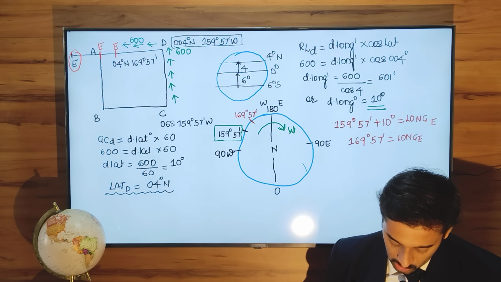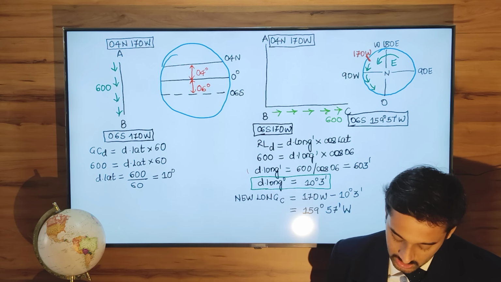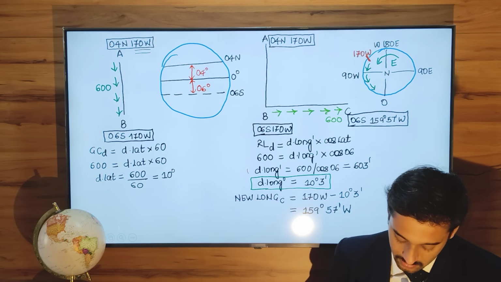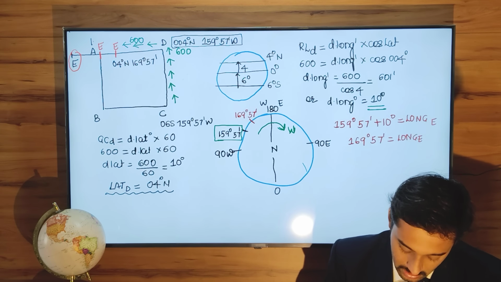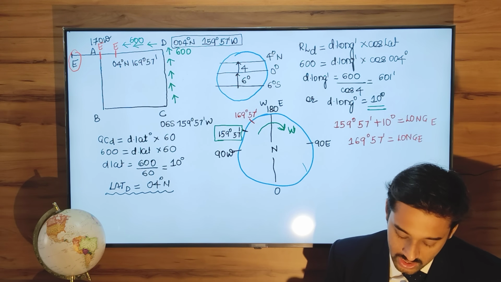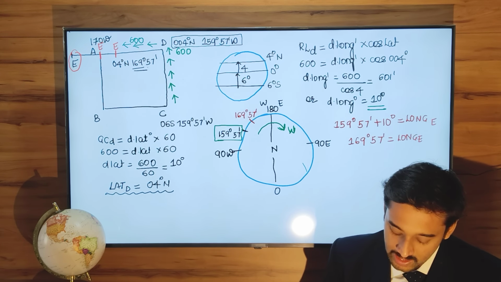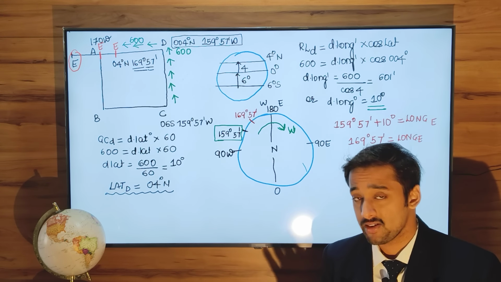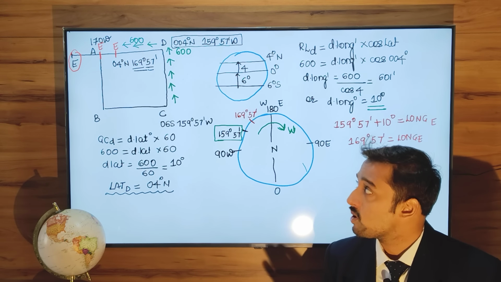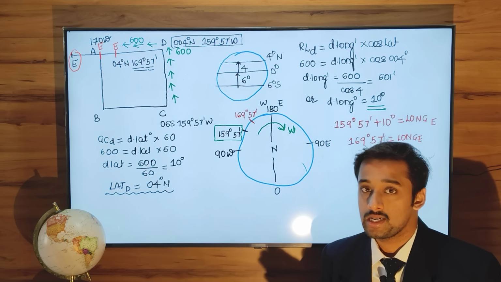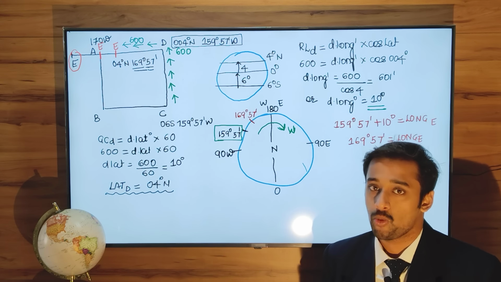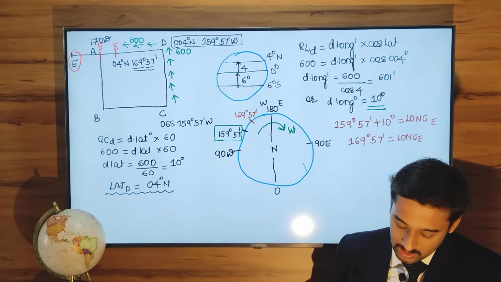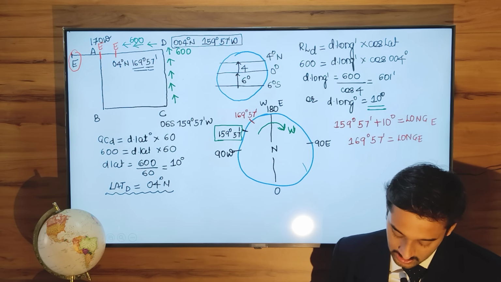So what is the longitude of A? Longitude of A is 170 west, and longitude of E is 169 degrees 57 minutes west, approximately 170. So that means Echo, or point E, which is the final destination, is very close to point A, within a few minutes of longitude. Okay, so this is the final destination.